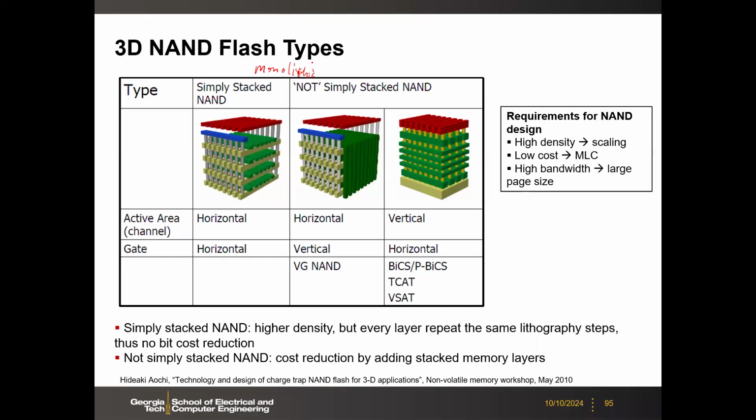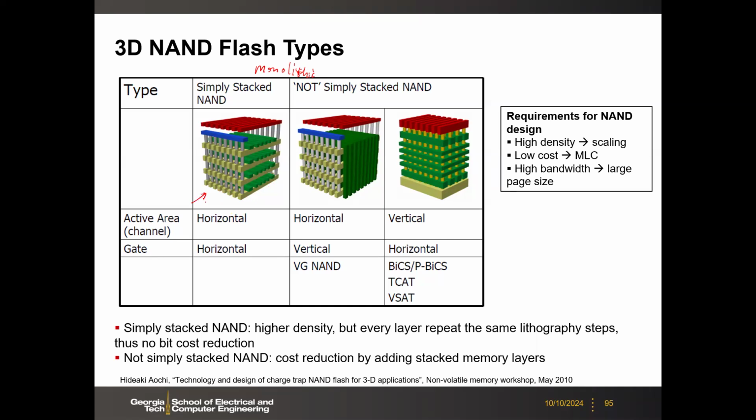Here there's a simply stacked version and a not simply stacked version. The idea is to take advantage of the third dimension, right? If you do a simple stacked NAND flash, that means you repeat the 2D NAND flash process layer by layer. You make the first layer 2D NAND flash, then the second layer, third layer, fourth layer, fifth layer, and so on. So this is not good. Even though you use the same silicon footprint in terms of substrate area, the cost is still very high when you do this fabrication.